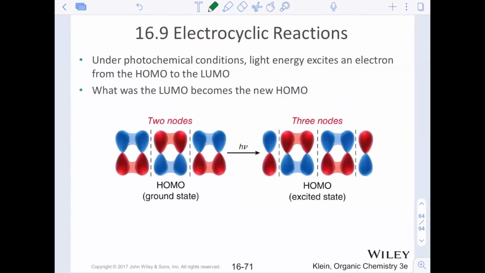Under photochemical conditions, using light, getting the excited state, the energy excites an electron from the HOMO to the LUMO. So what was the LUMO becomes the new excited state HOMO, right? So this was the HOMO we were just dealing with in the 6 pi electron system. This is now the new HOMO. It's the next one over, right? It's the psi 4.